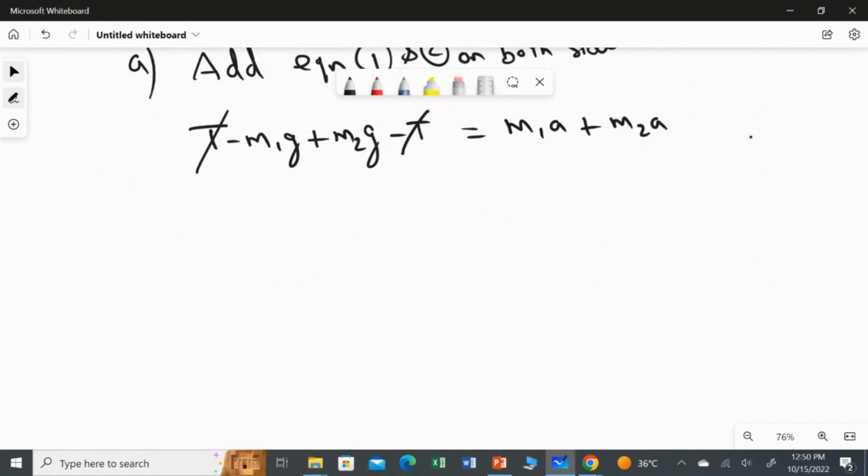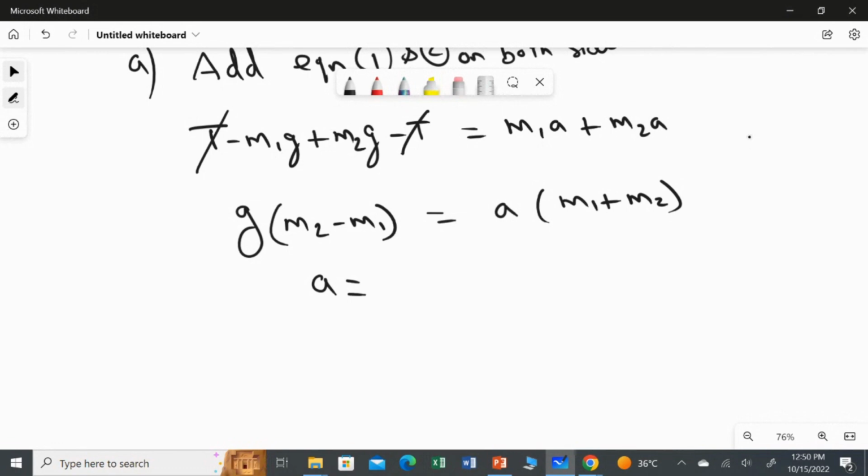Here we have the common term as gravity. Therefore g multiplied by, I'm going to write this value first as a positive, m2 minus m1, and likewise here the acceleration is the constant value, m1 plus m2. We have to rearrange this equation in terms of acceleration because we are going to find the acceleration. Therefore, acceleration a is equal to g multiplied by m2 minus m1 over m1 plus m2.